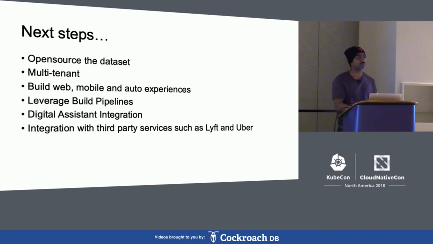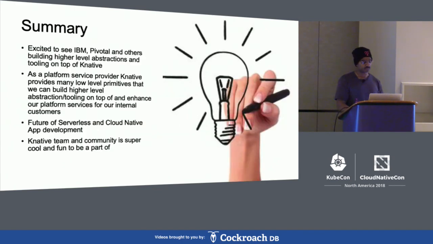We also want to leverage the build pipeline, which right now just gets from source to container image. We want to leverage the entire pipeline so we can deploy all the way down into the cluster. We also want to integrate with the digital assistant, so if you're driving, you can do a voice-based interaction with the service. Lastly, we want to integrate with services like Lyft and Uber, so if you want directions or to drive straight to the store, you can automatically book through Lyft or Uber.